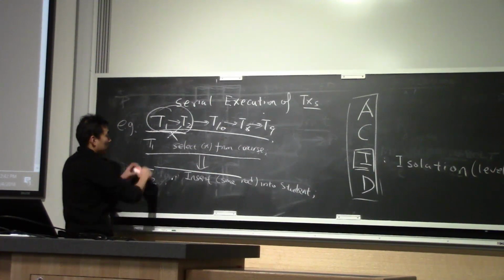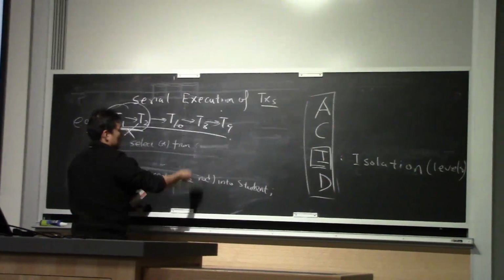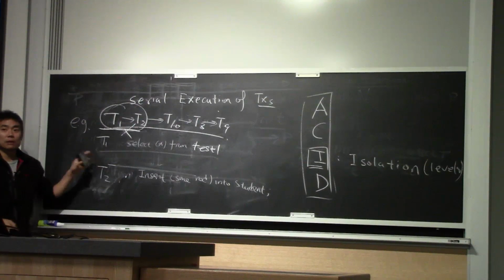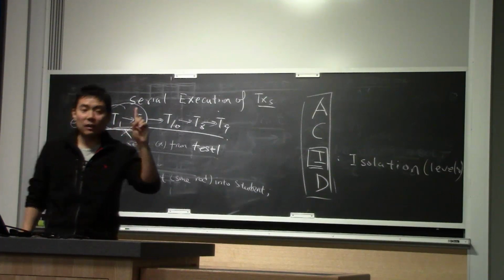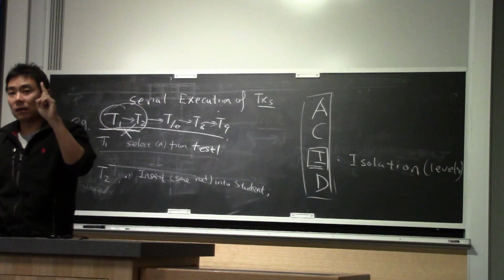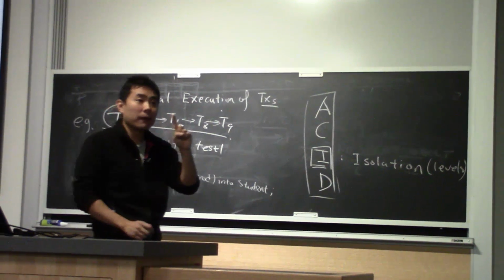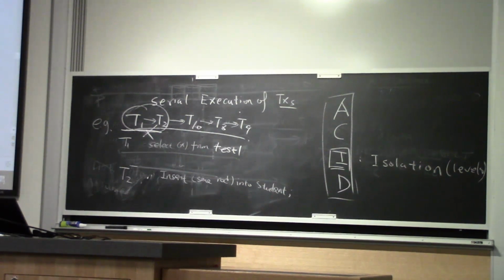In reality, we are executing them in parallel. However, the definition of serializability or serial isolation level is that you can execute them in parallel, but the end effect must be as if they've been executed in sequential order.